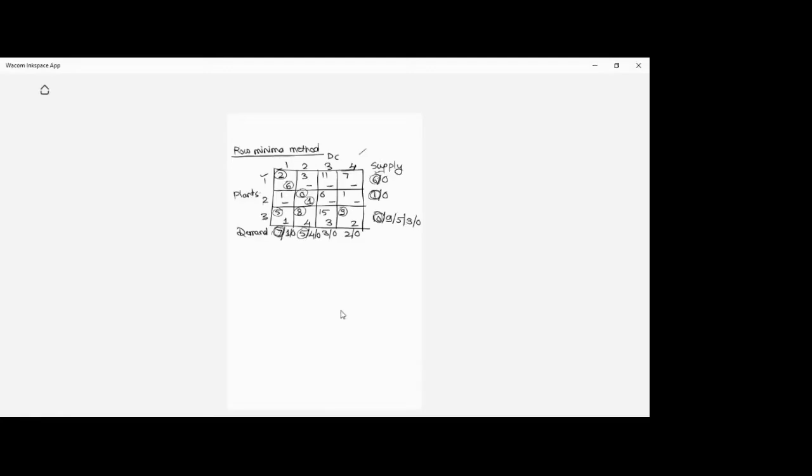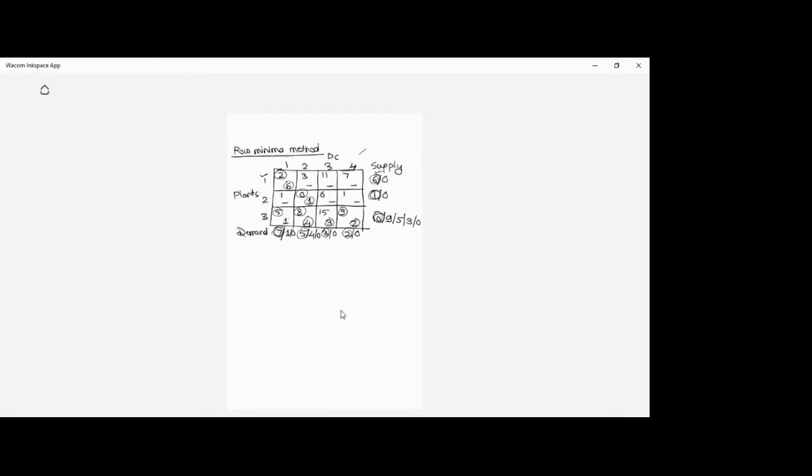Similarly, we can check with the demands as well. So here for column number 1, 6 plus 1 is equal to 7, that is satisfied. Here we had supplied 1 plus 4, that is 5. So here again 1 plus 4 is 5, and again this is also getting satisfied. Here we have supplied 3, and the demand was also 3. Here we have supplied 2, and the demand was also 2.